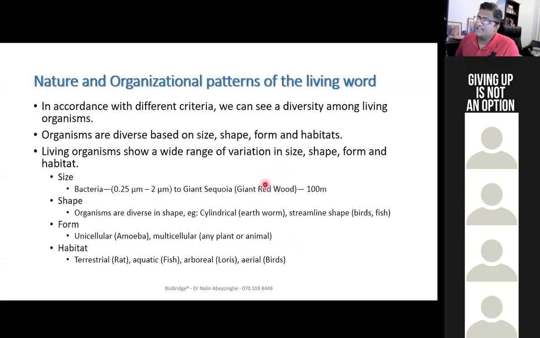Nature and organizational patterns of the living world. Not word, sorry, there is a spelling mistake. Living world. In accordance with different criteria, we can see a diversity among living organisms. There is diversity being explained in different criteria.